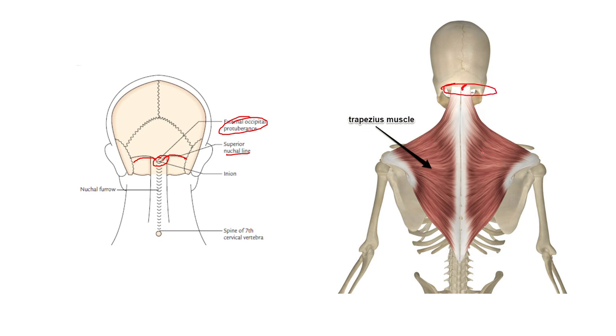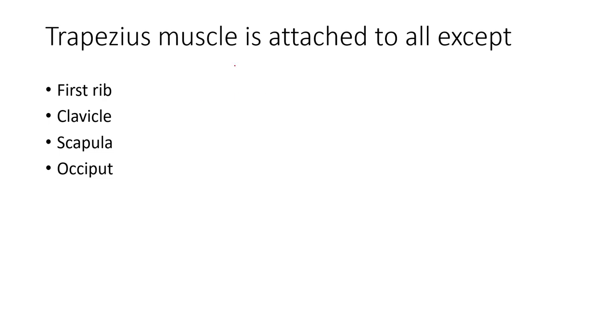Here you can see the trapezius muscle originating from the external occipital protuberance, the spines of the cervical and thoracic vertebrae, and has its insertion to the clavicle and the scapula. Okay, so we'll see a question based on this. Trapezius muscle is attached to all except, and when they say attached, it includes both origin as well as insertion.